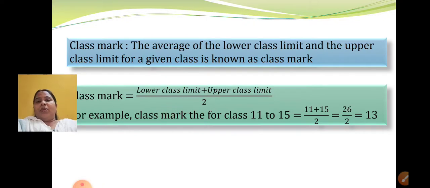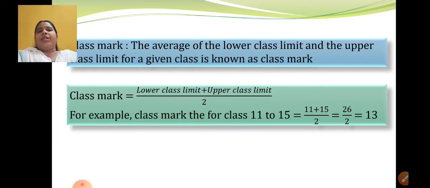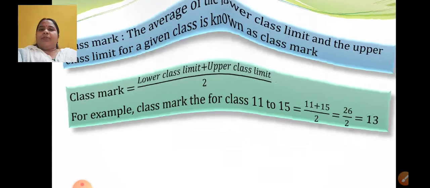Now an example also is shown here so that you understand the definition nicely. Class mark of the class 11 to 15. Suppose I give you a class like 11 to 15 and I ask you to find out the class mark or midpoint. What you will do? You will add these two. Lower limit plus upper limit. So 11 plus 15 upon 2. 26 upon 2, it is 13. So class mark of the class 11 to 15 is 13. So this is the second very important definition to remember for this chapter. First was range or class width and second is class mark. So write this definition along with the example.